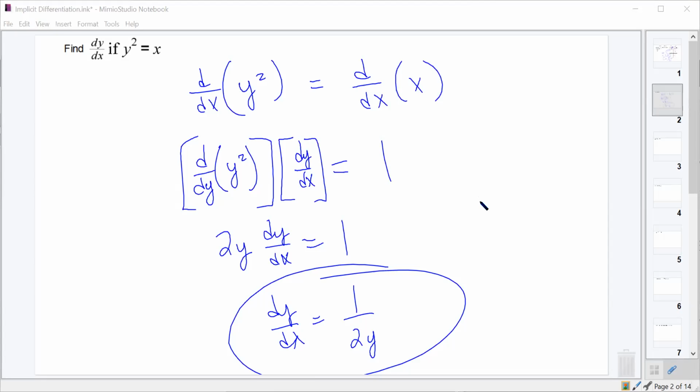So let's choose a couple of points that are on this parabola. For example, the point (4, 2), and let's do the point (4, -2). Those would both be on there. Everybody agree with that? Yes. So if I were to evaluate this for the point (4, 2), what would the slope be?